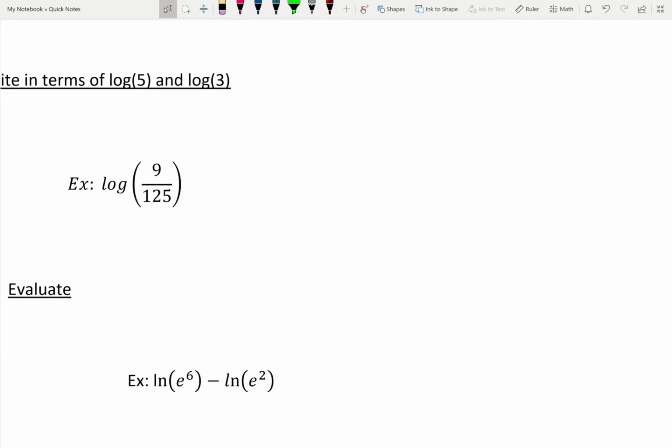All right, last one. We have log, what do we have to write it in? 5 and 3s, right? So we have log of 9 divided by 125. So we see that there's some sort of ratio or quotient. Let's go ahead and use the quotient rule, which means I can break apart this guy using a subtraction sign.